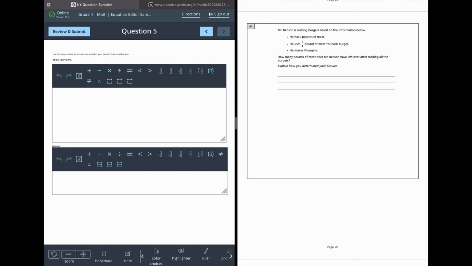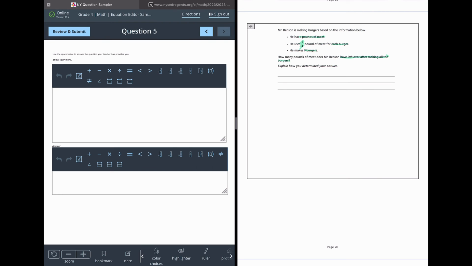Okay, we're up to the last one. This is a 3-pointer, 3 points. So it's going to be spicy. Mr. Benson is making burgers based on the information below. He has 4 pounds of meat. He uses 1/4 pound for each burger, and he makes 9 burgers. How many pounds of meat does he have left after? So what does he have left after he makes all the burgers?